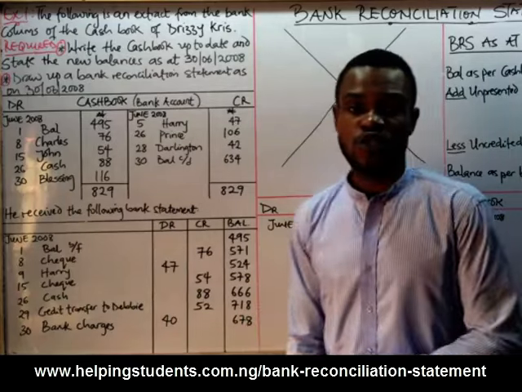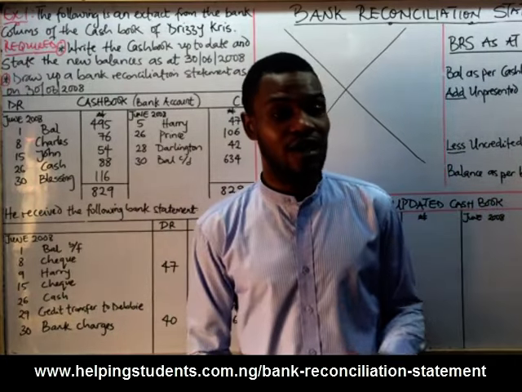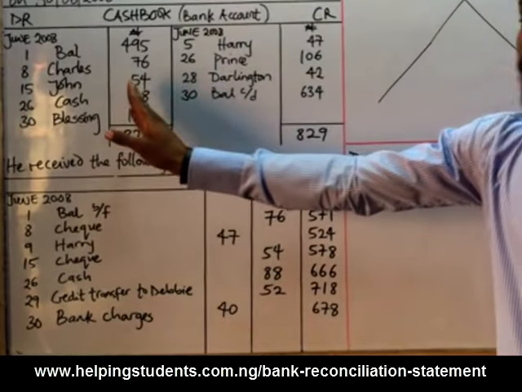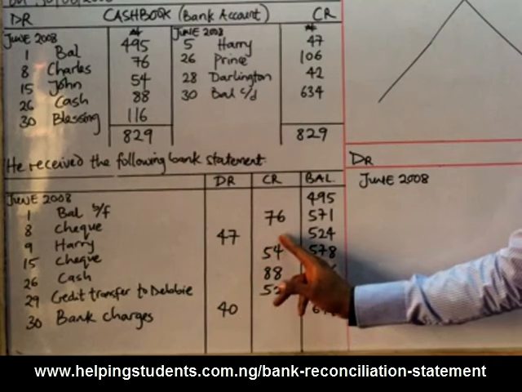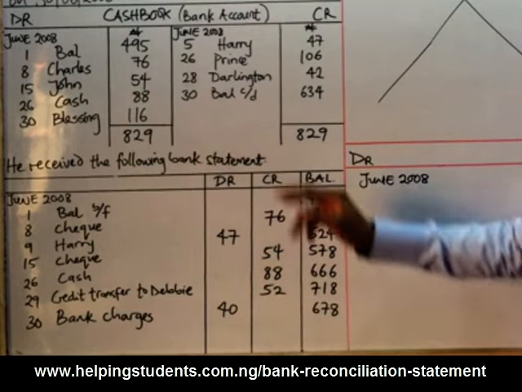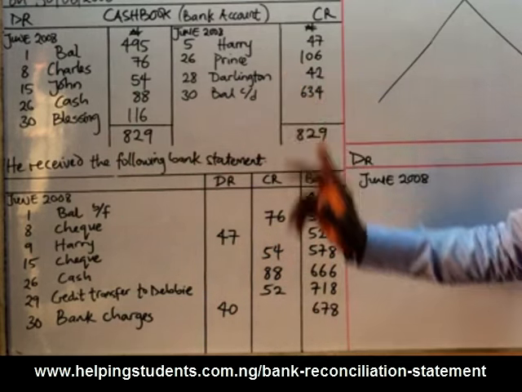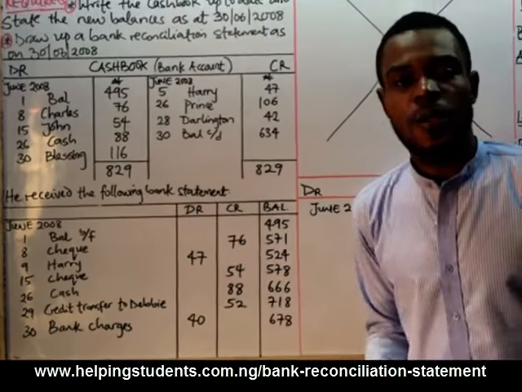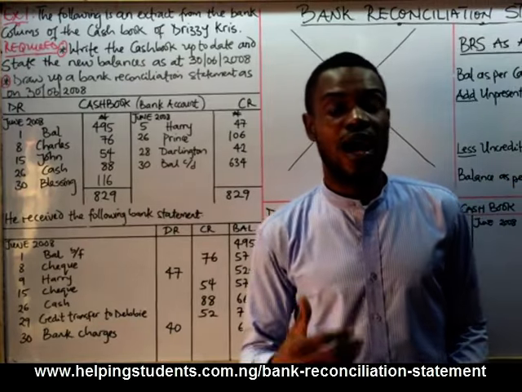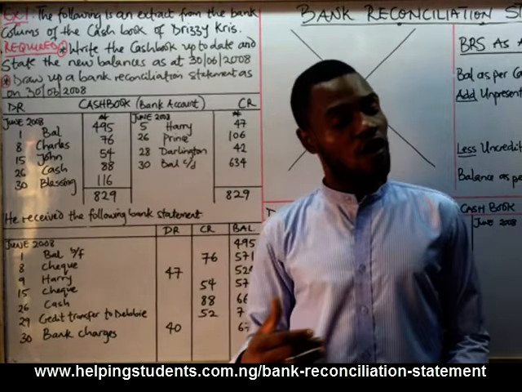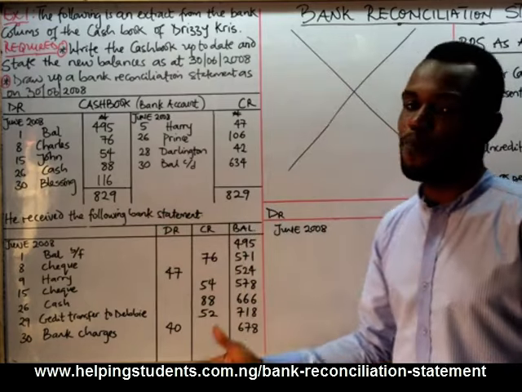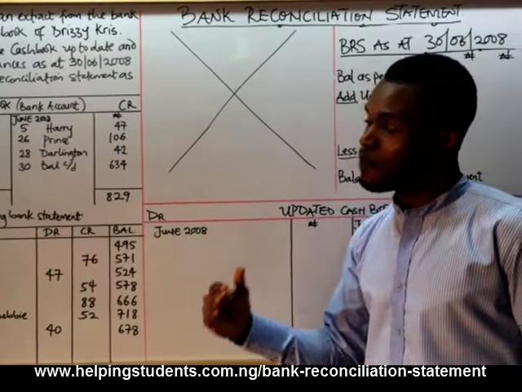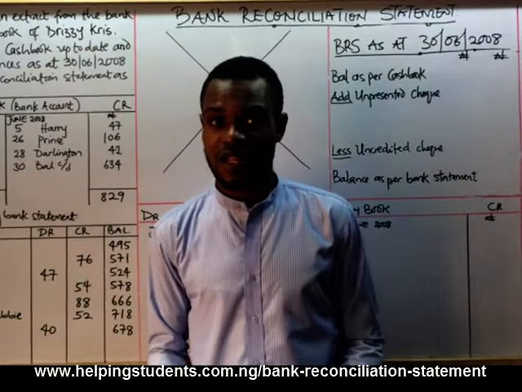Now, I'm going to solve this question for you in three steps. First of all, take note that the debit side of the cash book is the same as the credit side of the bank statement. And the credit side of the cash book as well is the same as the debit side of the bank statement. Now, we need to figure out how to get our unpresented check and the uncredited check. It is just a simple method. That is the reason why I have this model for you, to explain it bit by bit so that you have a better understanding of it.